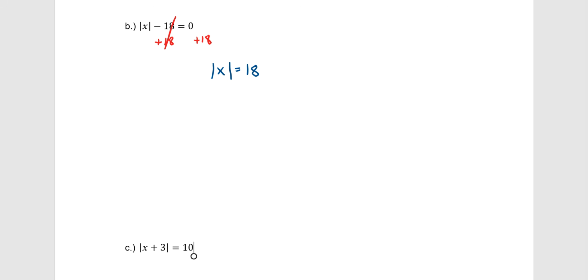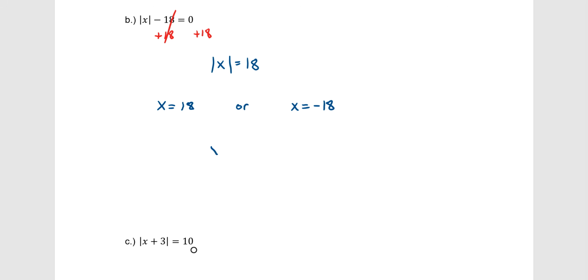So we have the absolute value isolated, so we do exactly what we did before. We drop the absolute value bars, we set it equal to that number, and then we also set it equal to the negative version of that number. So typically right here we would try to solve whatever's left over for both of them, but once again, these are already solved for, so our answers are x equals -18 and x equals +18.